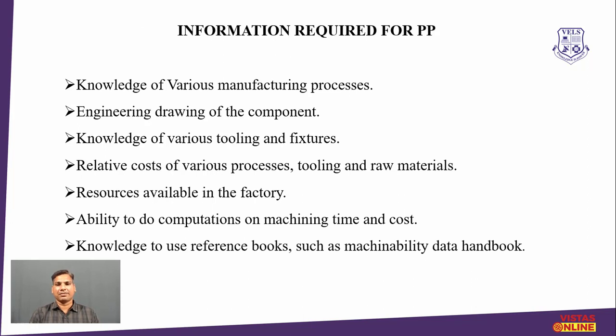Information required for production planning: knowledge of various manufacturing processes. In the manufacturing of sugar, they will follow one kind of process. In the manufacturing of beverages, another kind of process.